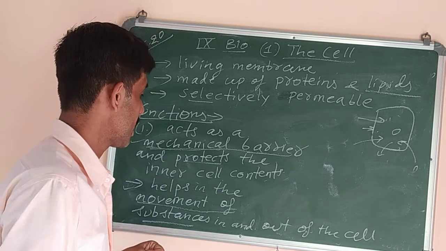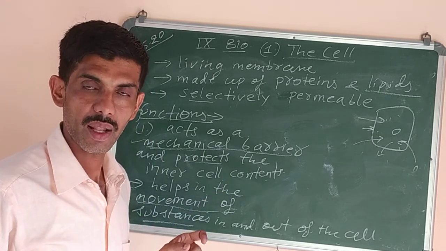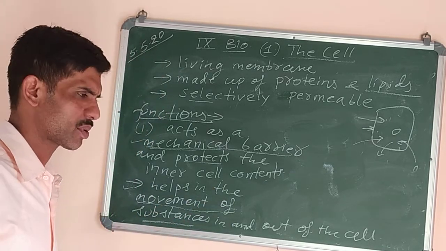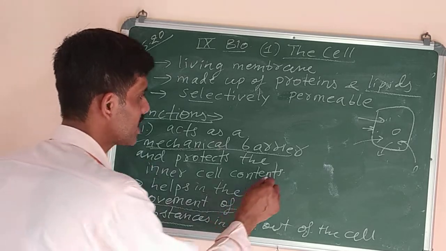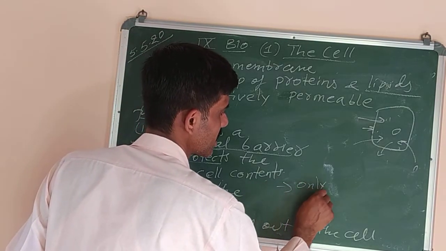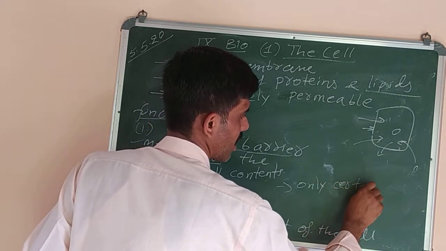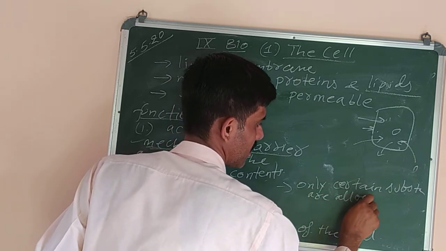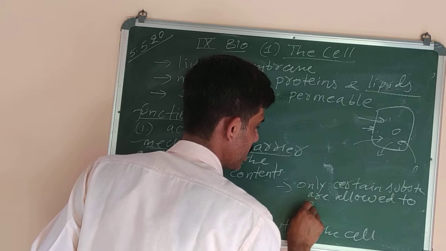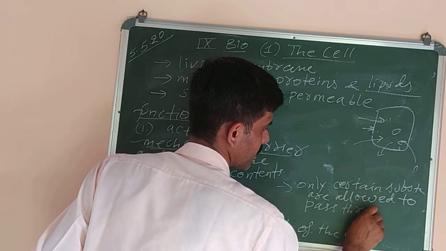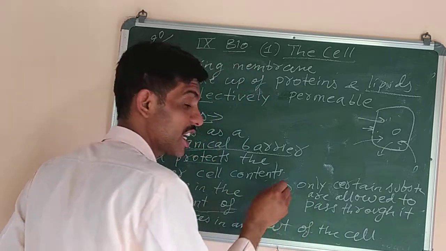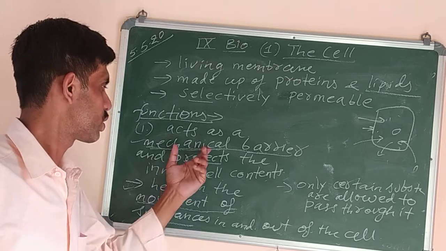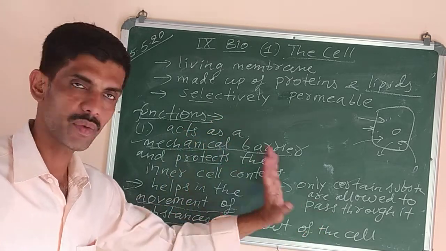Now the third function of cell membrane: I already said it is selectively permeable. It allows only certain substances to pass through it, not all. Everything is not allowed. That's why it is called selectively permeable. It regulates the movement. So third one, selectively permeable, you can write.